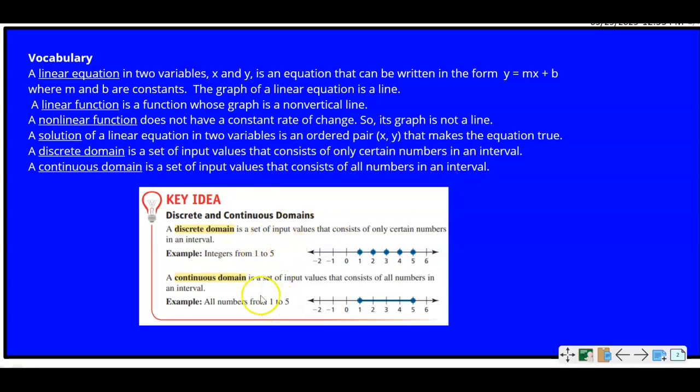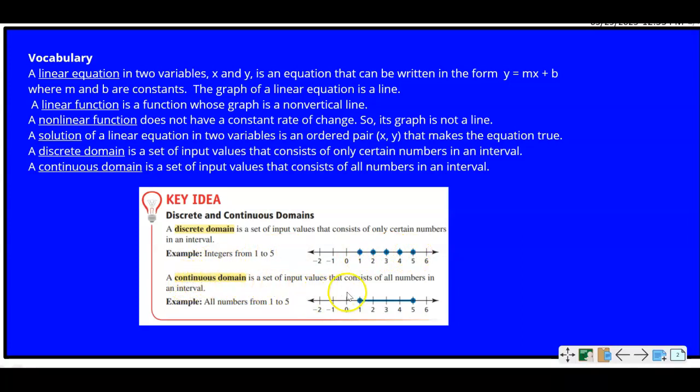All right, here's a good way to look at that. A discrete domain is a set of input values that consist of only certain numbers. So if you think about integers from 1 to 5, you're going to have a dot or a point on each one of those numbers because it only represents the integers from 1 to 5. That's considered discrete. Just certain numbers are in that domain.